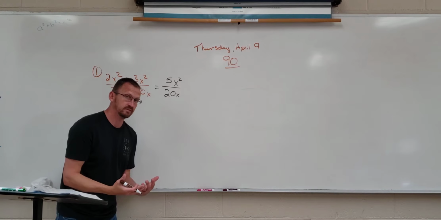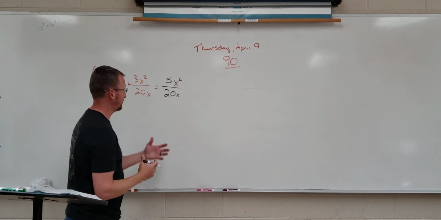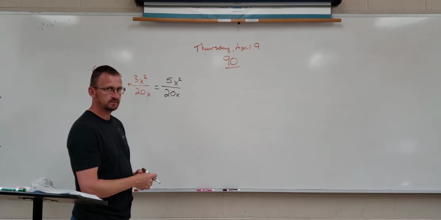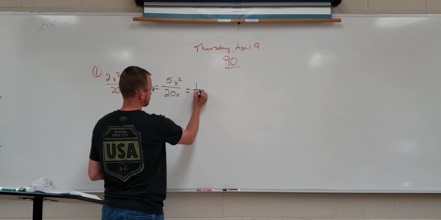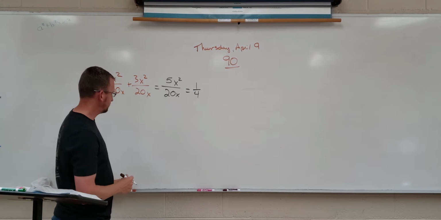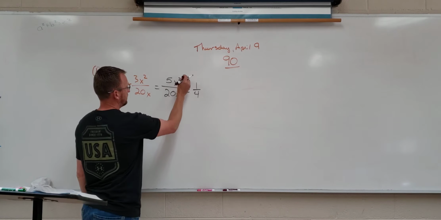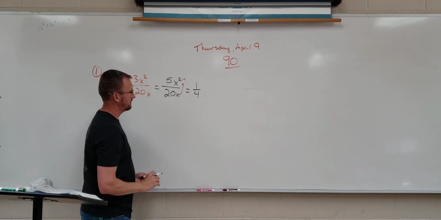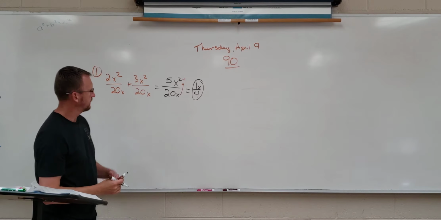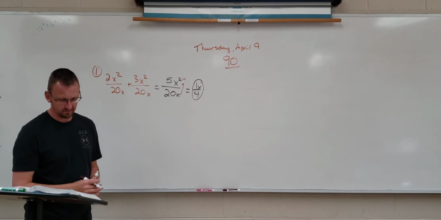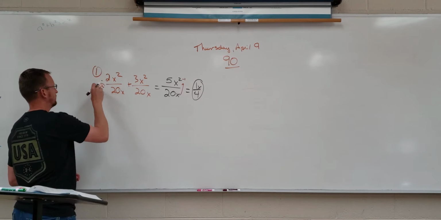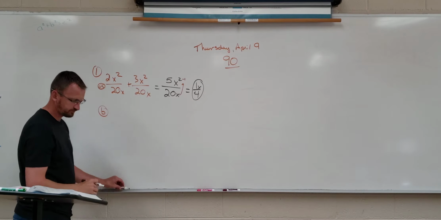Now, we're not done. A couple lessons back, we started talking about reducing these. Well, 5 can go into 20. That can reduce to 1/4. And then I have an x and an x squared. Don't forget, I will pull this one up and subtract exponents, 2 minus 1 gives me 1x over 4. So simplify if at all possible. 1b, so that was 1a. 1b. Let's look at it.